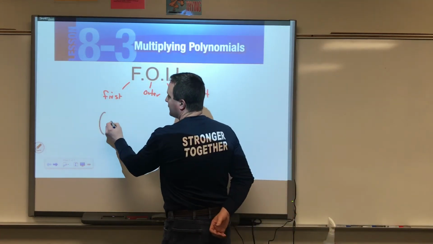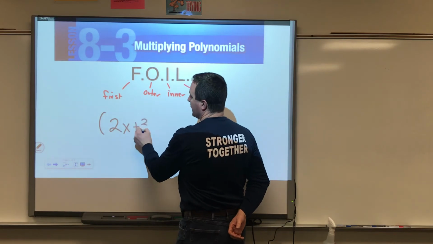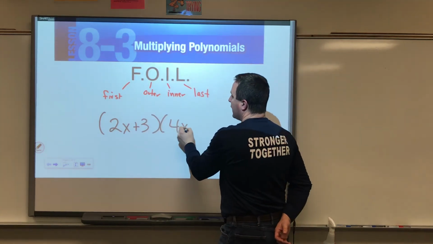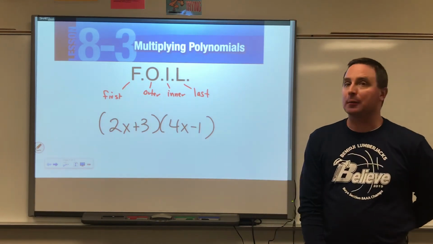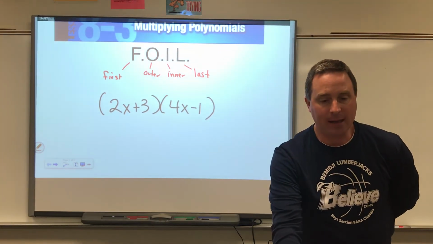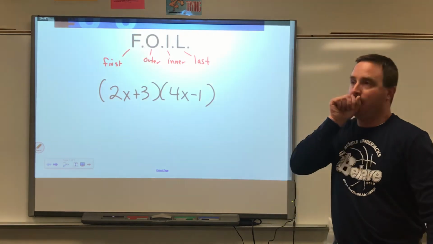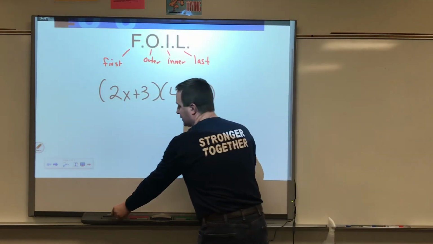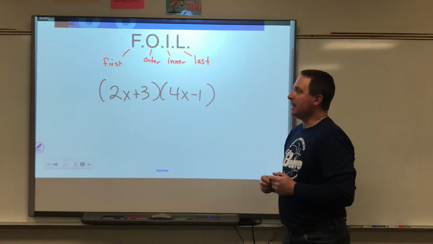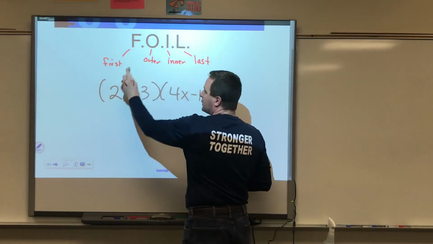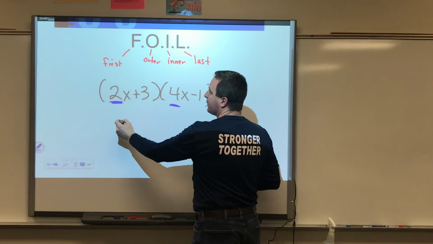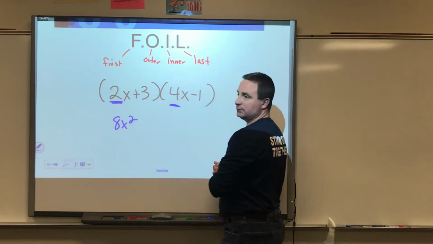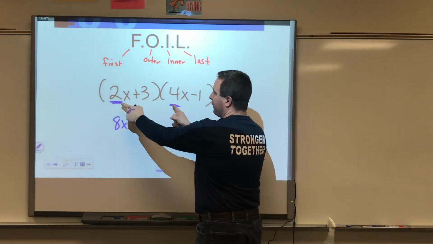For example, I might have something like this: 2x plus 3 times 4x minus 1. Okay, I have a binomial multiplied with another binomial. And again, what FOIL stands for, it's basically going to be the distributive property again. But what FOIL stands for is the first terms. We're going to multiply the two first terms together. 2 times 4 is 8x squared. Okay, so those are the first two.